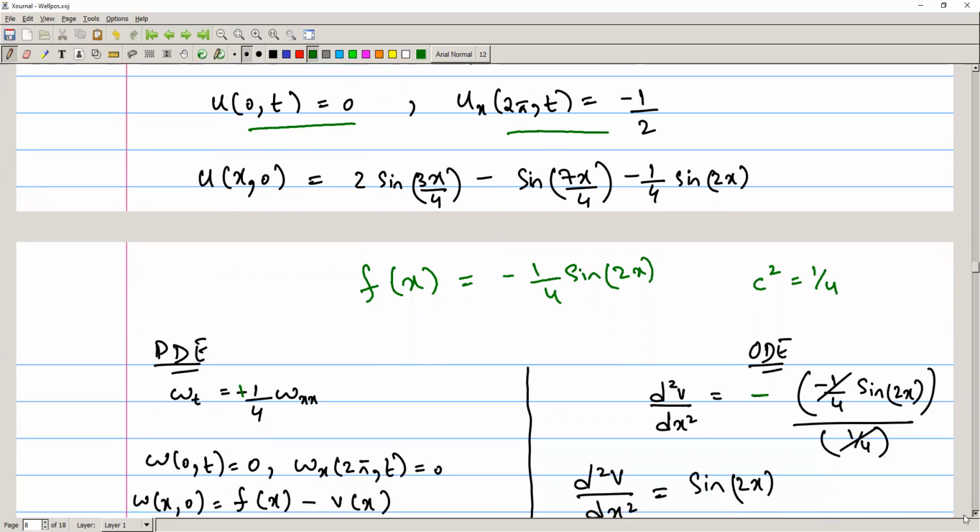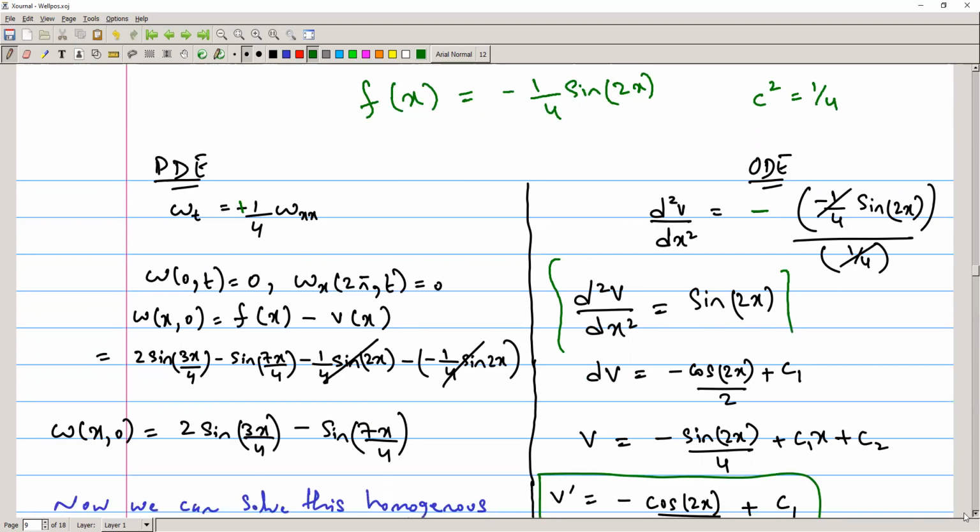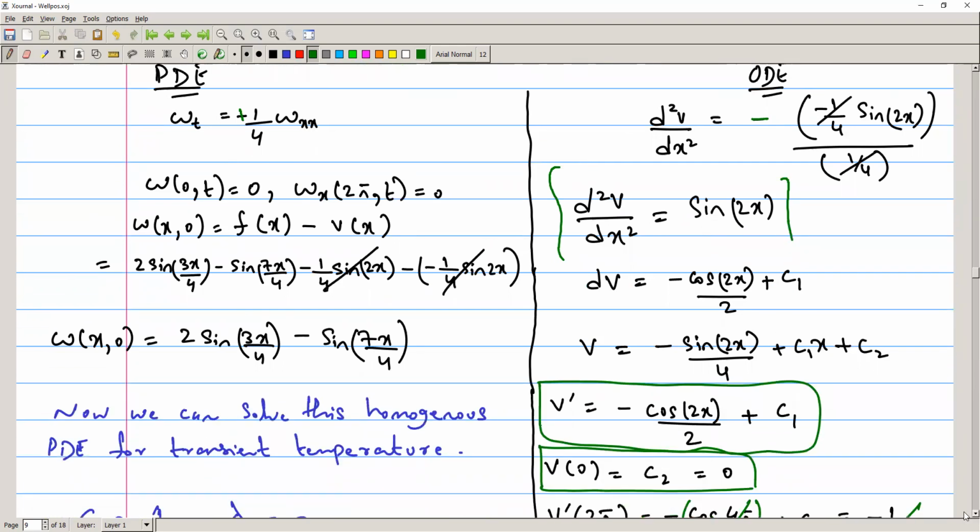So we can write 1 over 4 in place of c square, and we have the function of x as negative 1 over 4 sine 2x. So this 1 over 4 and 1 over 4 will cancel each other, and then minus minus plus, so we're left with sine 2x. Now this is our second order differential equation, right? You know how to solve a second order differential equation. We can integrate this equation twice, so we will get v. Here is the first step, we integrated one time, then we integrated again and we get the function v in terms of x.